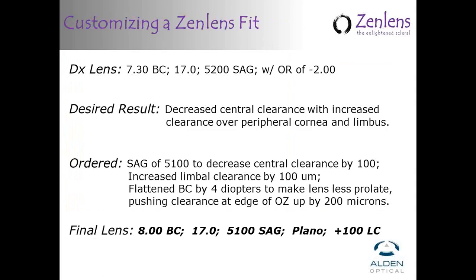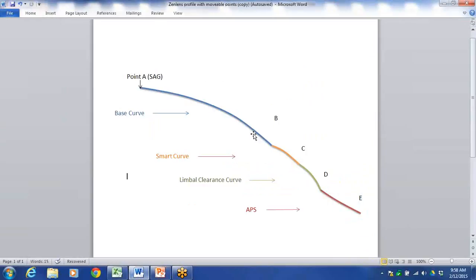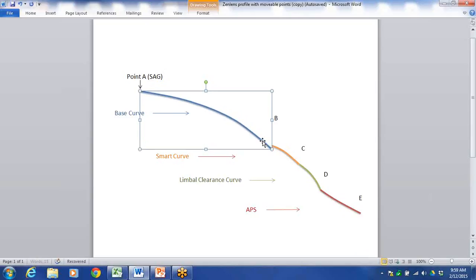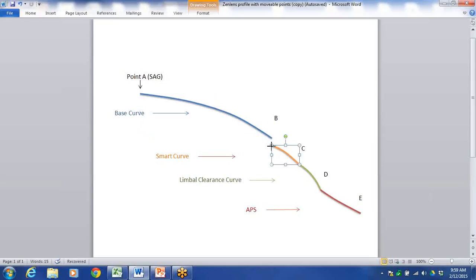So what we decided to do was to flatten the base curve. And let me go back to my PowerPoint here. This was a case where we wanted to bring this sag down. So we had moved this up previously. Let's bring this down 100 microns to get rid of that excess clearance centrally. But he wanted to increase the clearance out here in the periphery. So now we would need to flatten the base curve. Well, if we flattened it at 2 or 2.5 diopters, that would just bring it back up to where it was before. So we actually flattened this base curve by about 4 diopters to create 100 microns additional clearance from what they were looking at. And then the smart curve would simply have to readjust itself. So what you've done here now is we've brought point A, center of the lens, down 100 microns. We've elevated point B up 100 microns from where it was before.